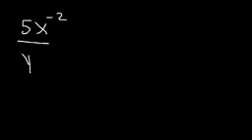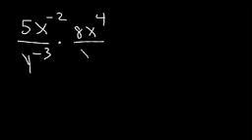Now let's say you get an expression that looks like this: 5x to the negative 2 divided by y to the negative 3, times 8x to the 4 divided by y to the negative 5. What's the answer to this particular problem? Now the first thing I would do is try to get rid of the negative exponents.